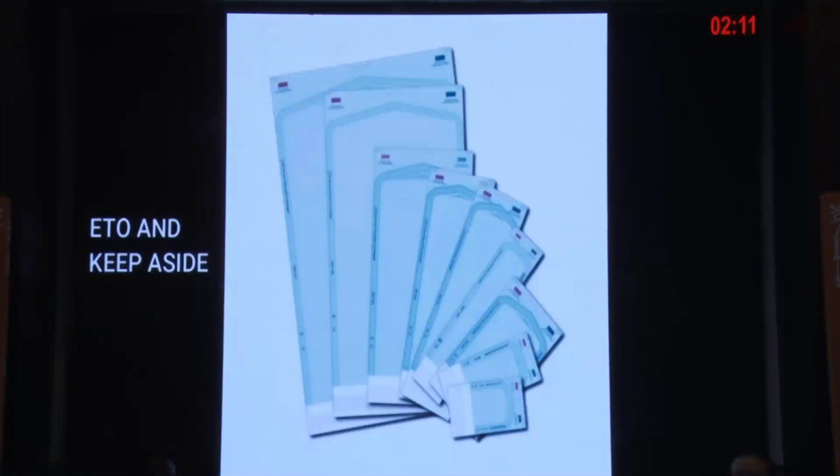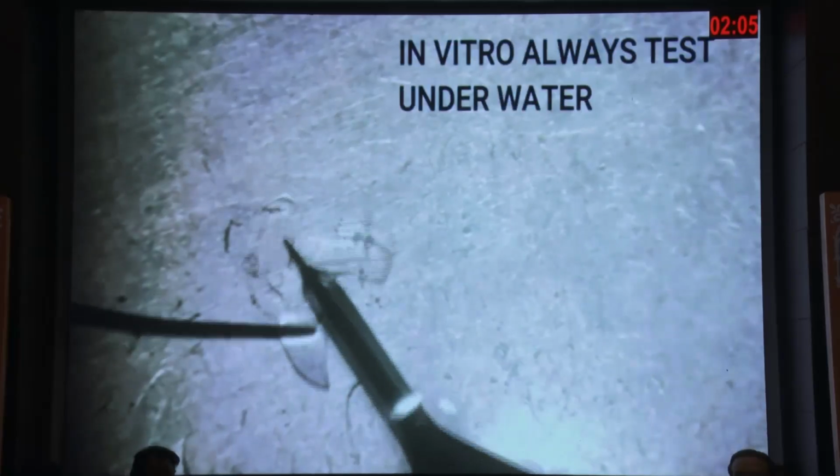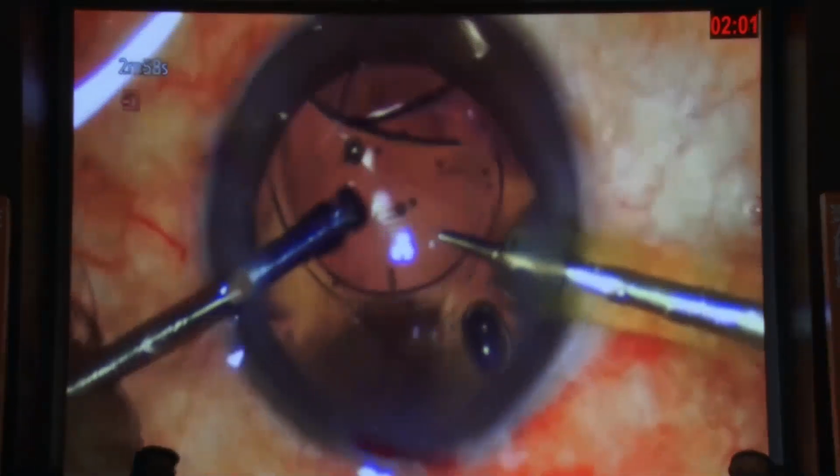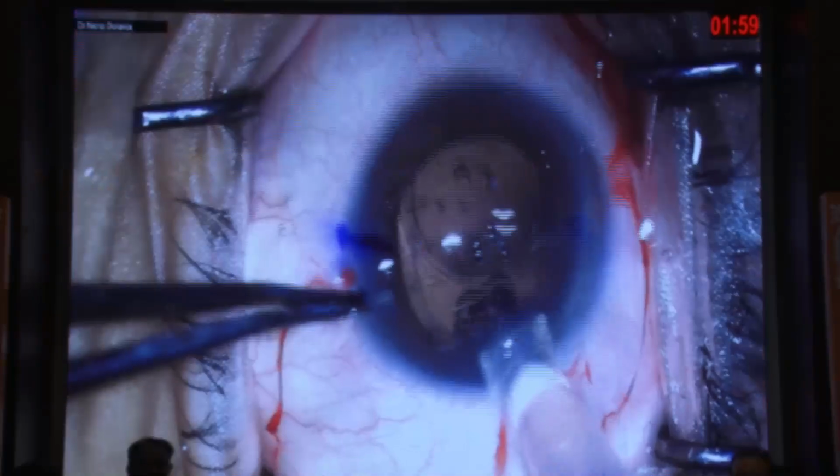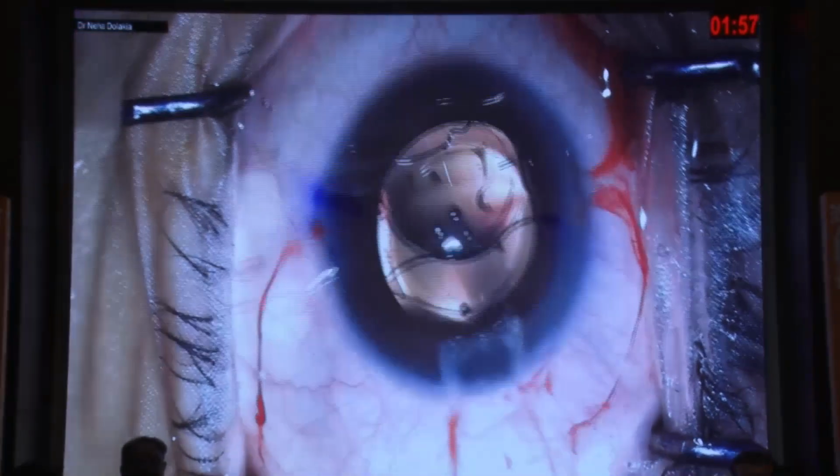This can be kept aside or ETO'd and put aside just like a vitrectomy cutter. We keep a lens slicer. This is so smooth like butter that within 1 to 2 seconds the lens is cut.